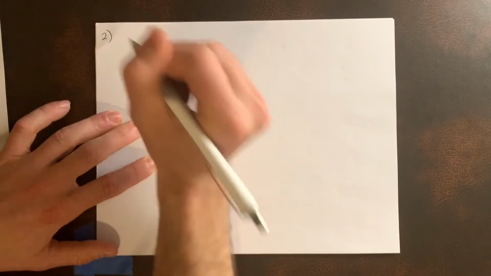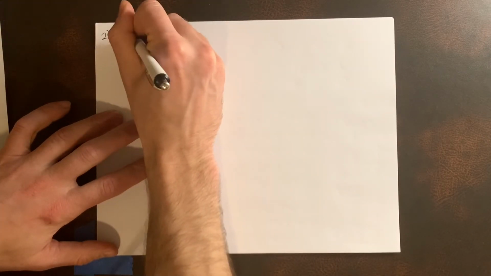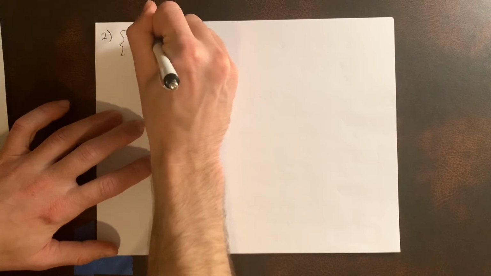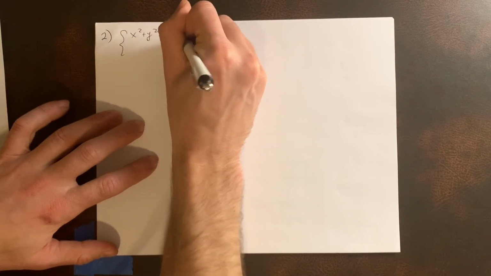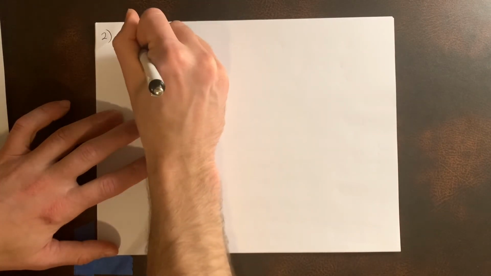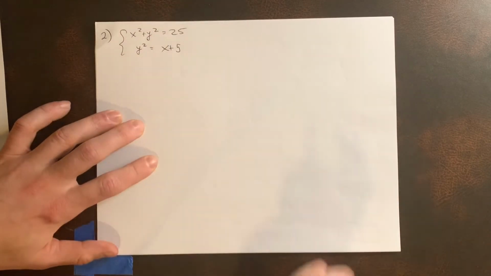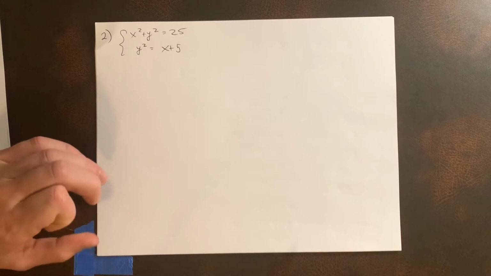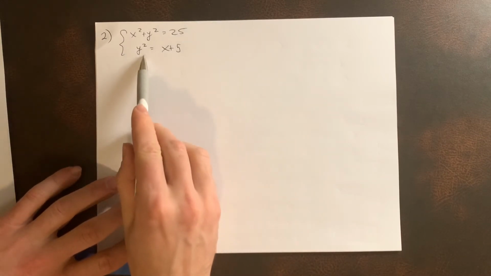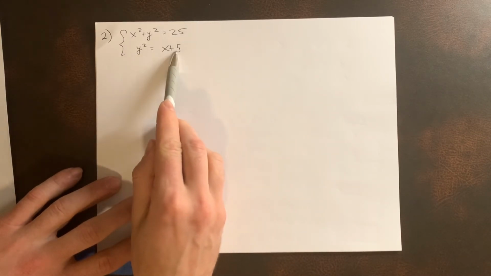The next example we're going to go over is x squared plus y squared is equal to 25, and y squared is equal to x plus 5. Again, we're going to use substitution. This problem's already given to us that y squared is equal to x plus 5.